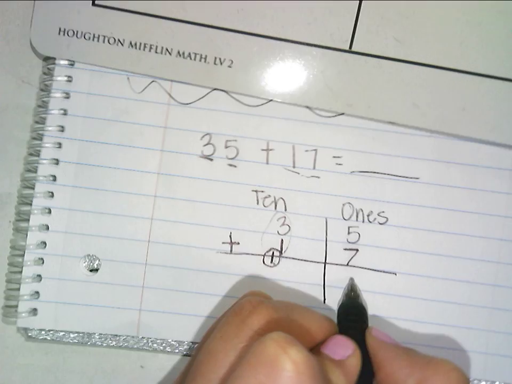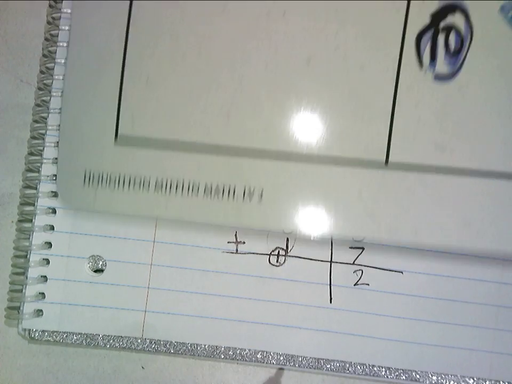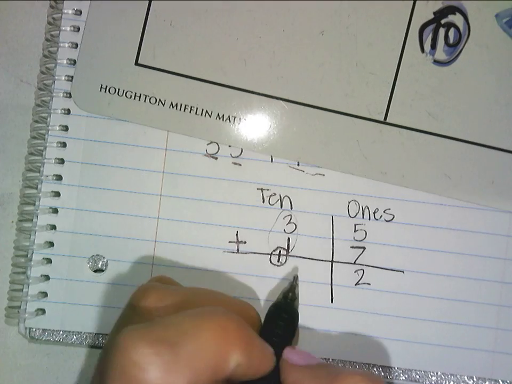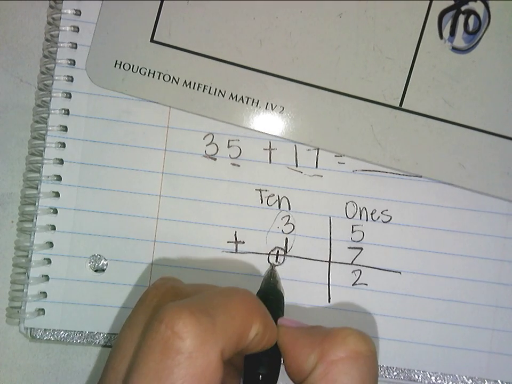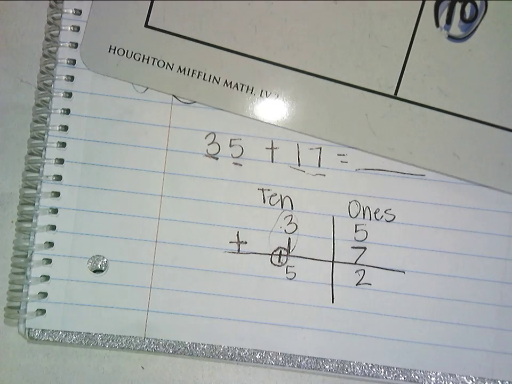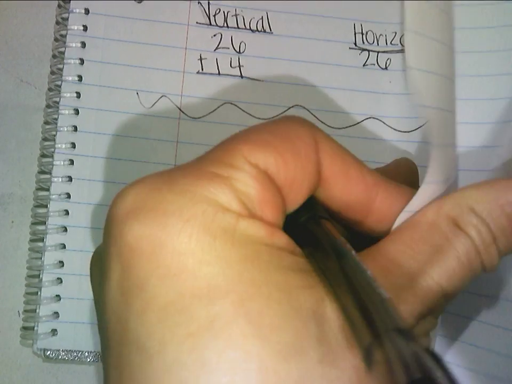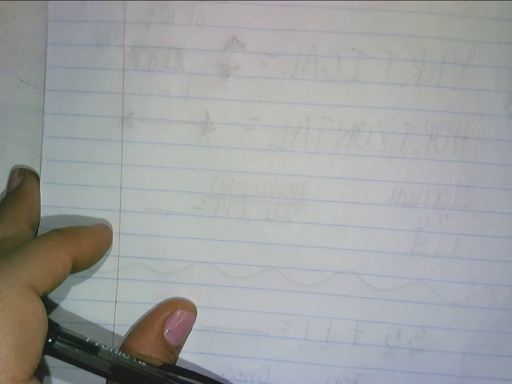We have 2 ones, and then I have 5 tens. 1, 2, 3, 4, 5. And our answer is 52. Okay? Let me show you again. So let's say I have this equation.